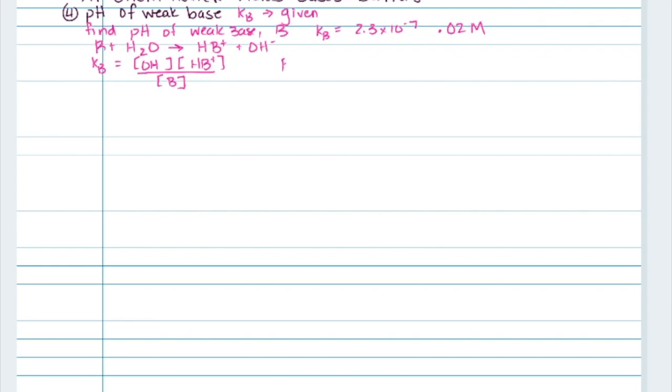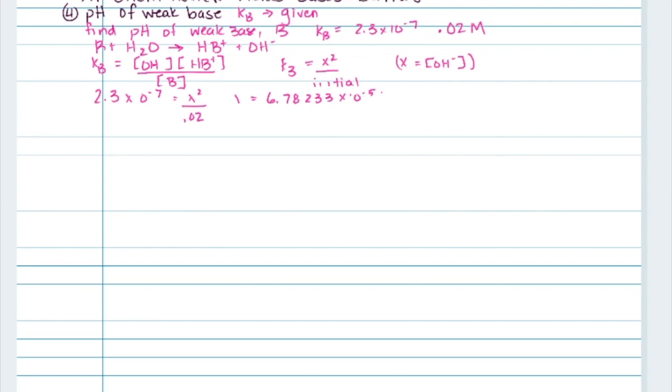We would set the Kb equal to x squared over initial, just like when we were doing the weak acids, only in this case x is going to give us the hydroxide ion concentration. So when we negative log that, we're going to get the POH, not the pH. So we're going to set that Kb of 2.3 times 10 to the minus 7 equal to x squared over 0.02.